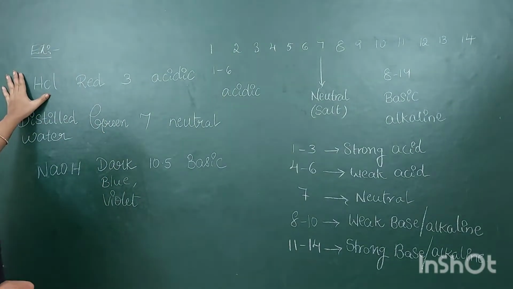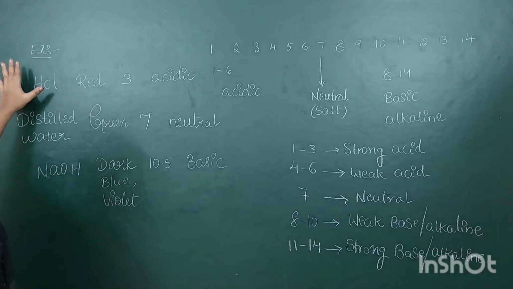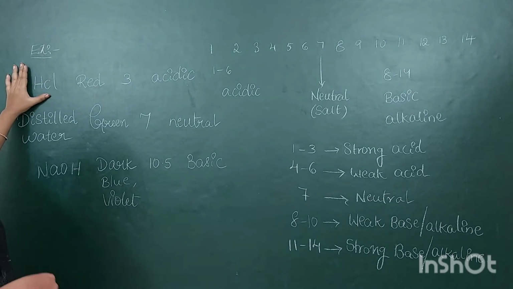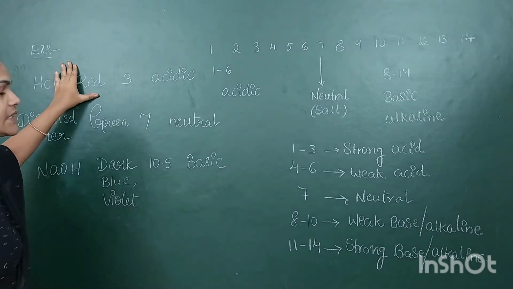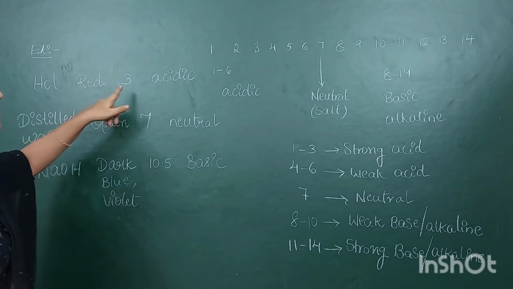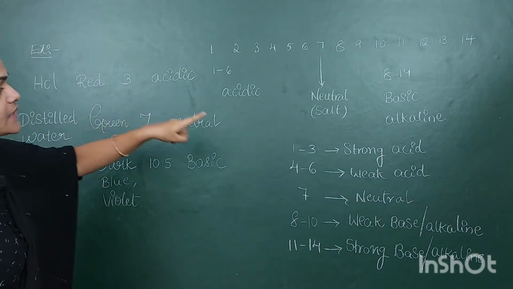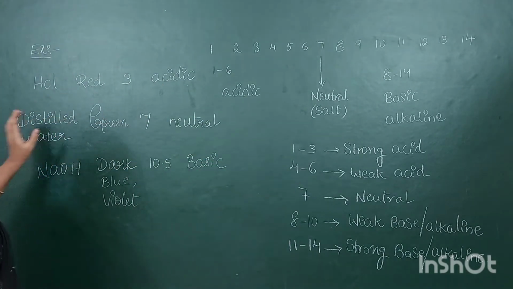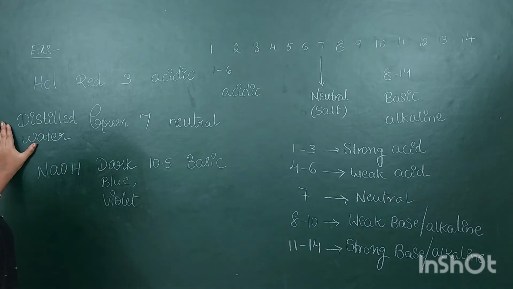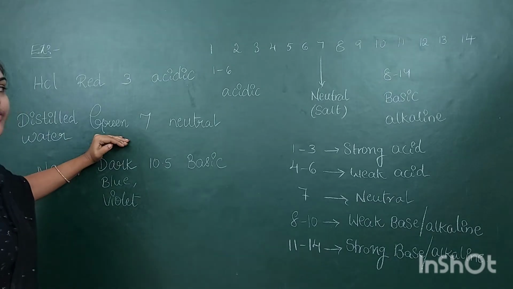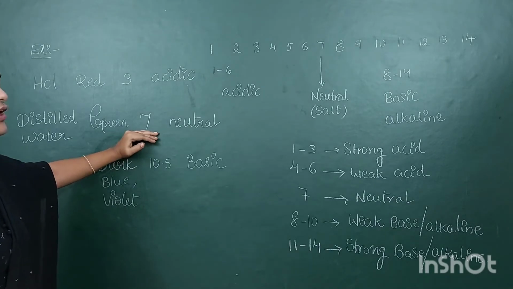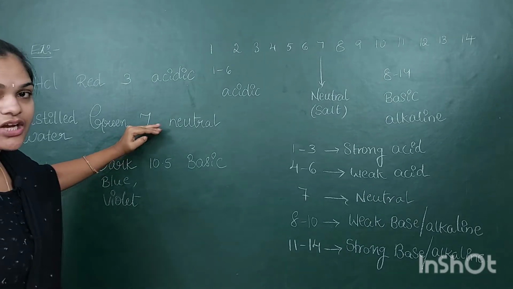So firstly I have taken hydrochloric acid solution. Here I got the color red and its pH value is 3. When we get 3, it is a strong acid, so it is acidic in nature. Next, distilled water. Distilled water appears green in color. So green in color means how much pH value? 7. When the pH value is 7, it is neutral.